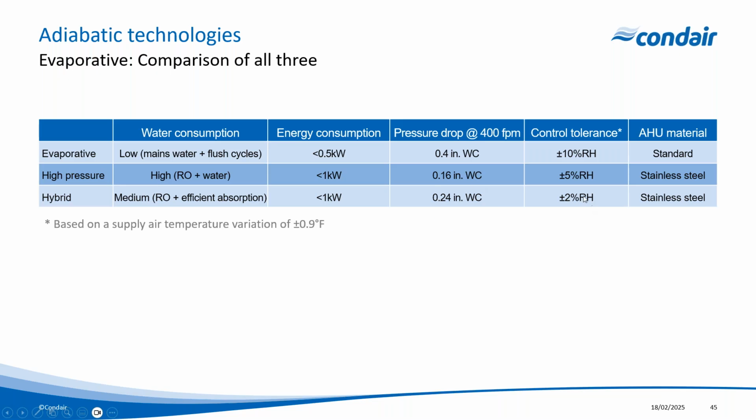So slightly better pressure, slightly better control accuracy. Pressure drops can be slightly higher because we do have to push the air through the ceramic media. And then of course, because we are atomizing the water, it does need to be a full stainless steel wet section inside the air handler.